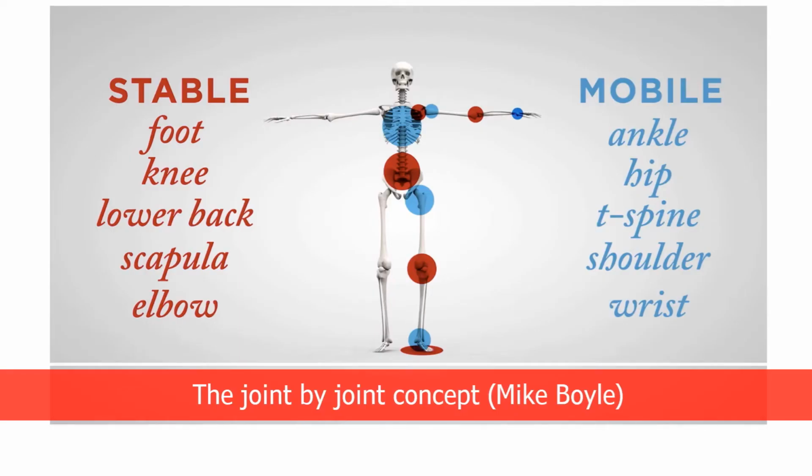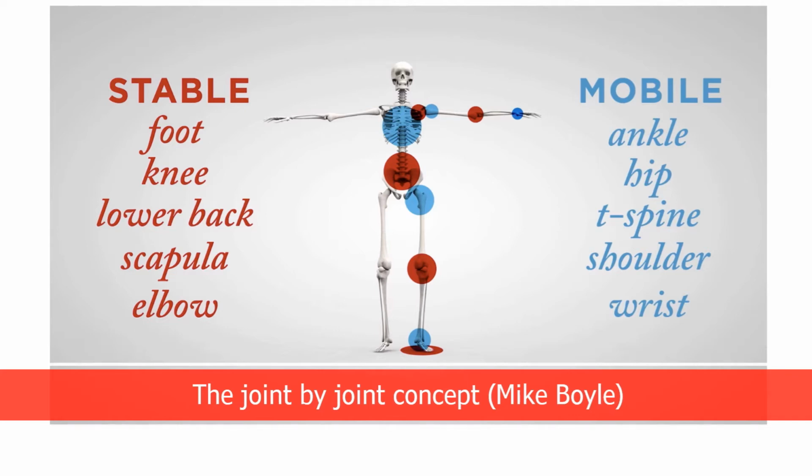So this is an interesting theory, the joint by joint concept by Mike Boyle. If you look at the left hand side there, the red column are the stable joints, and on the right hand side the blue column are the mobile joints. So the idea is that the joints in the body alternate from stable to mobile, and that doesn't mean that the stable joints shouldn't move. It means that they should be able to stabilise while the mobile joints are moving.